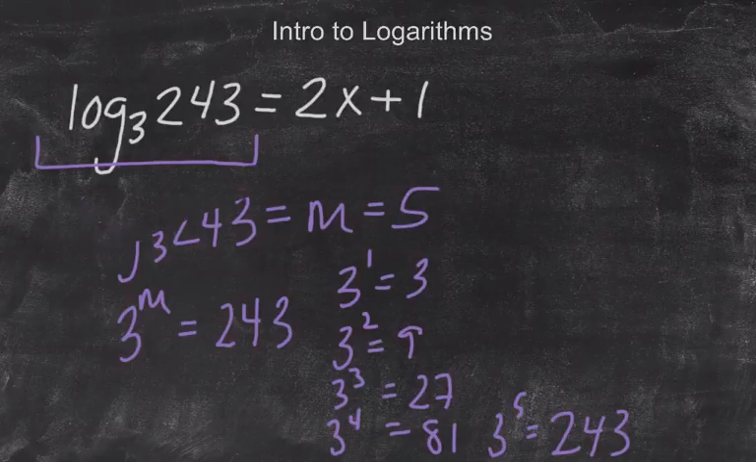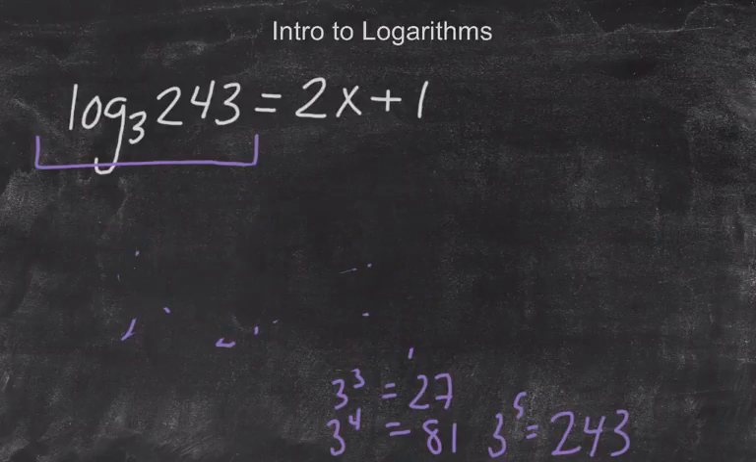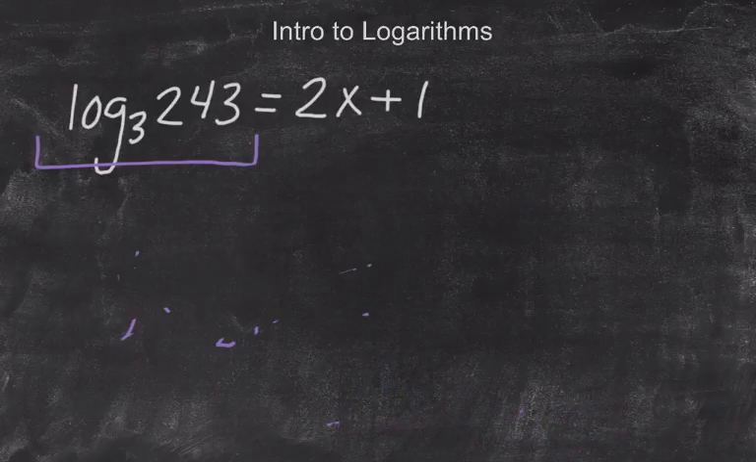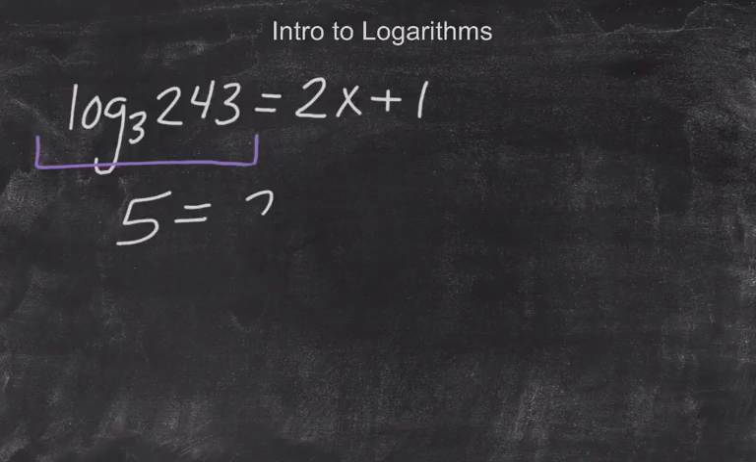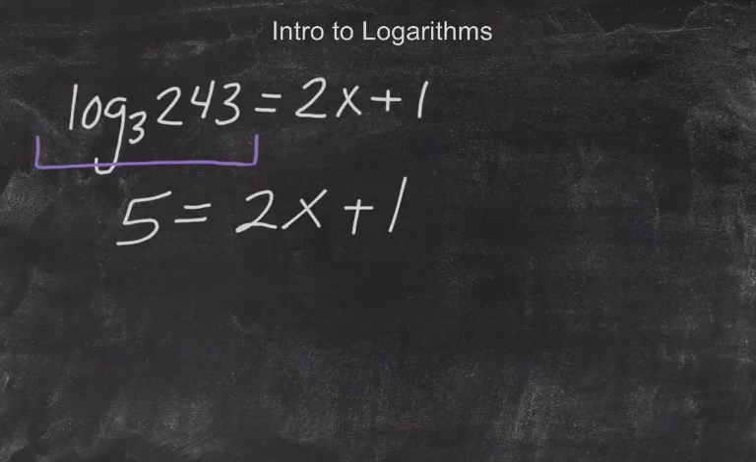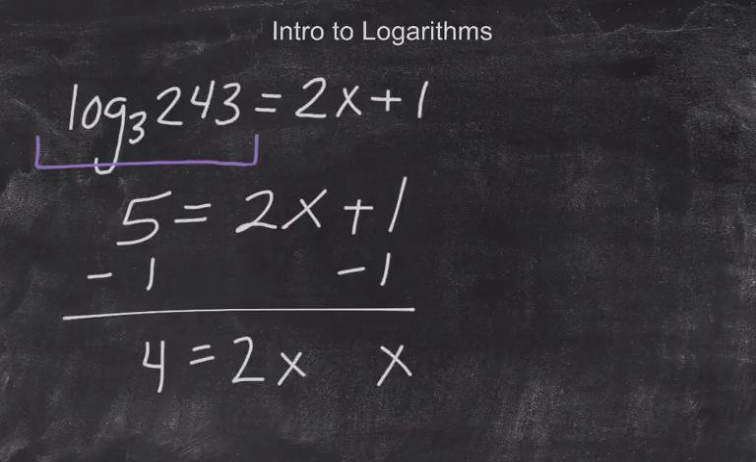I'm just going to make some space here on my page, and I can substitute the value 5 in for log base 3 of 243 now. So 5 equals 2x plus 1, and then we're just solving a regular equation. 4 equals 2x, so x equals 2.